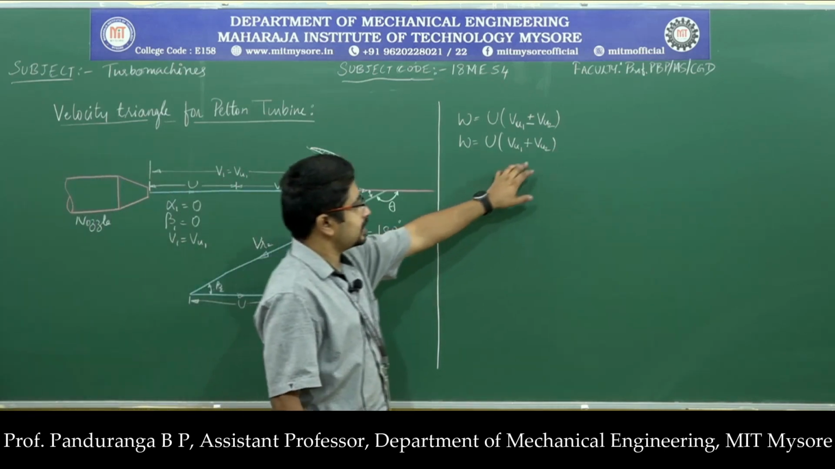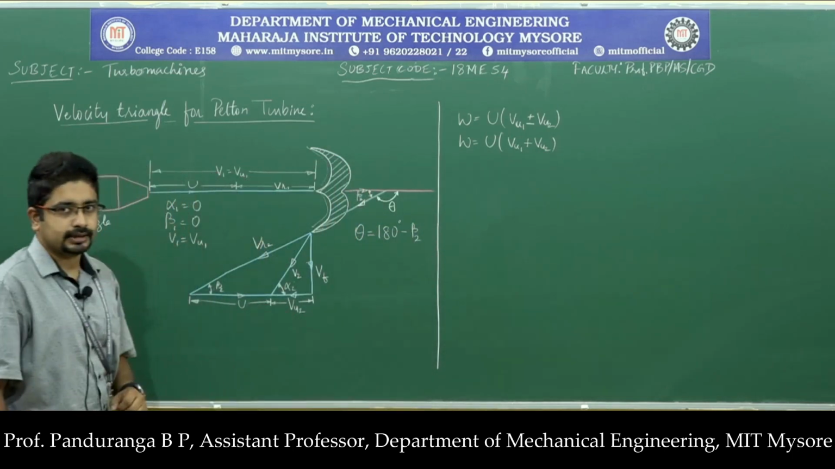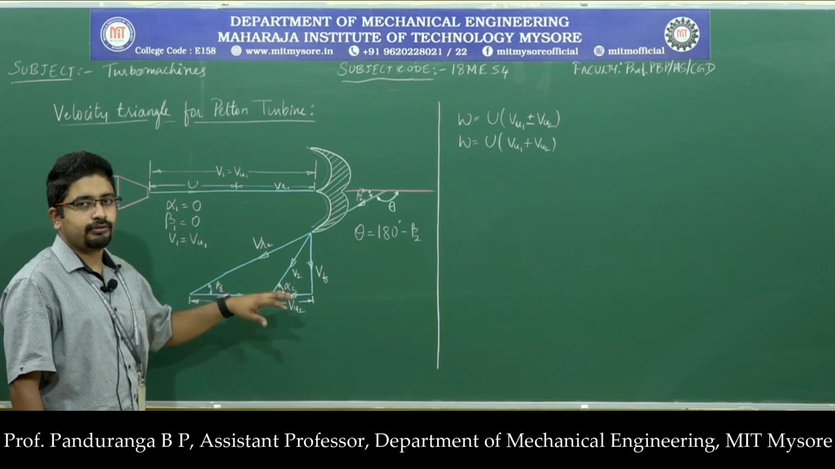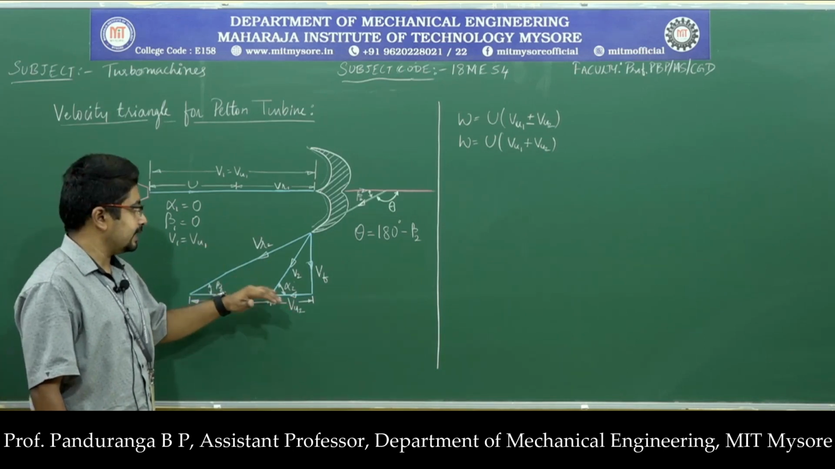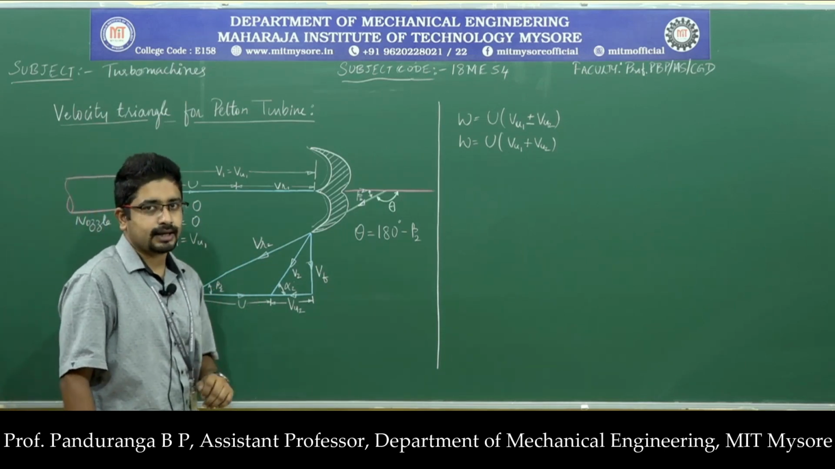Now let us see what Vu2 is from the outlet velocity triangle. So now what we have to do is relate the inlet velocity triangle and outlet velocity triangle in terms of velocities and angles.